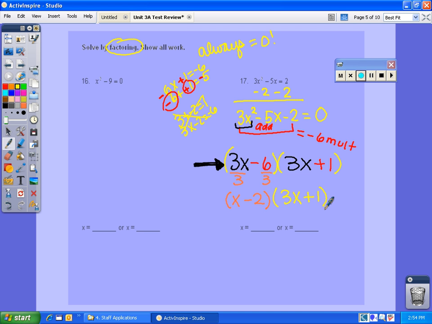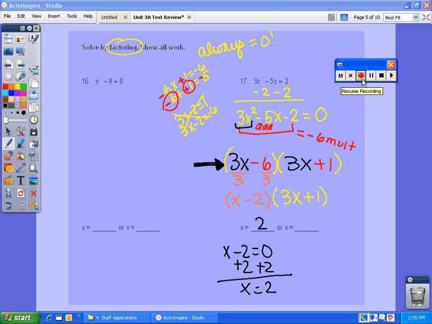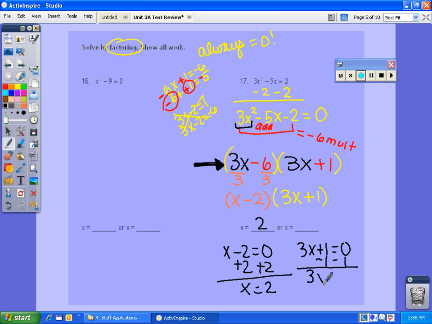So now that I'm done factoring, I'm going to set both of my factors equal to 0. So x minus 2 equals 0. Therefore, x equals 2. And then on the other side, I have 3x plus 1 equals 0. Minus 1 on both sides. Divide by 3 on both sides, which a lot of you didn't do in your quiz. And you're left with negative 1/3.